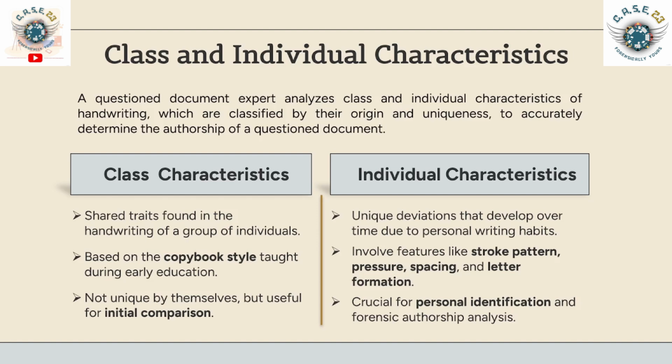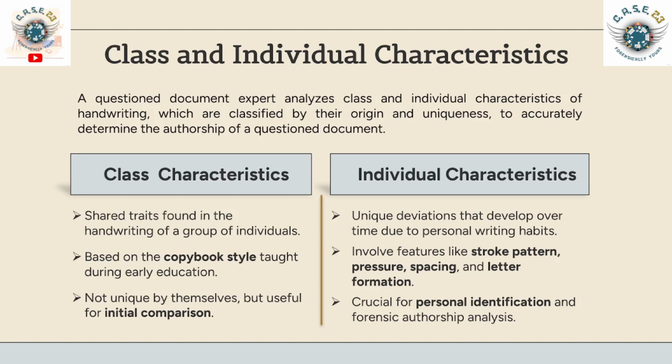Also another example, in early education, we all have learned writing from those lined notebooks and examples on the blackboard. Now that writing style, often called the copybook style, creates a basic structure in our handwriting. So people from the same school or region might write letters in a similar way, like the shape of an S or the slant of the letter T, or the crossbar in the letter T can be small, can be bigger, and many other things.